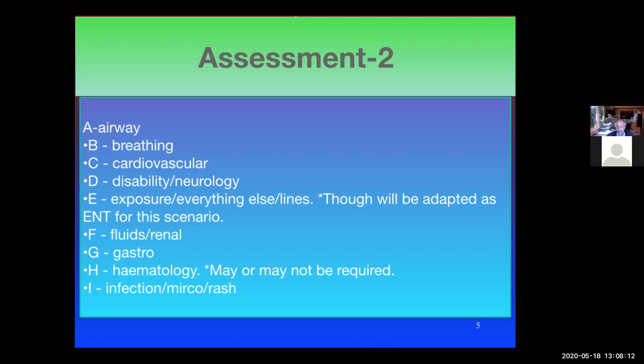So maybe they have been exposed to, or been in contact with, someone who has meningitis, Neisseria meningitis, or viruses or other conditions. Fluid, renal: did they vomit? Do they have a wet nappy, or did they pass urine, or do they have diarrhea or vomiting? Gastro, yes, as we said. Hematology may or may not be required at that stage, and infections and rashes as well. So this is the assessment.